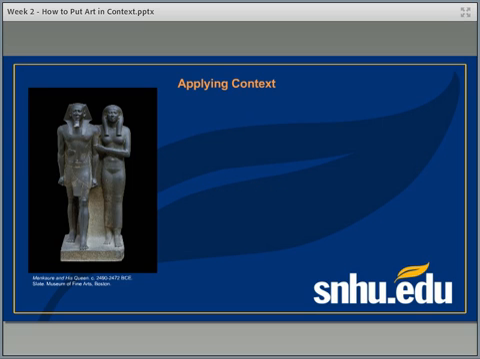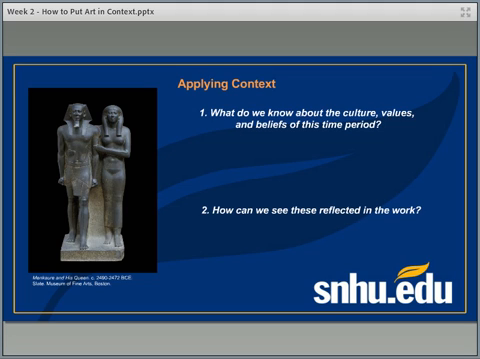So some examples. When we looked at the formal analysis example before, we looked at this ancient Egyptian sculpture, and I wanted to bring it back in here and think about how, after we do that formal analysis of it, looking at the visual details and the effects of those details, we could then apply context to it. So the first thing we want to ask ourselves when we apply context is, what do we know about the culture, the values, and the beliefs of this time period? And then we want to ask ourselves, how can we see these beliefs, culture, values, and so forth reflected in this particular work of art? So again, it's a two-step process.